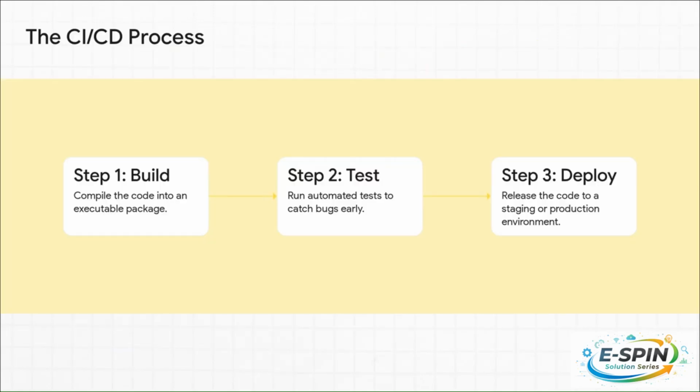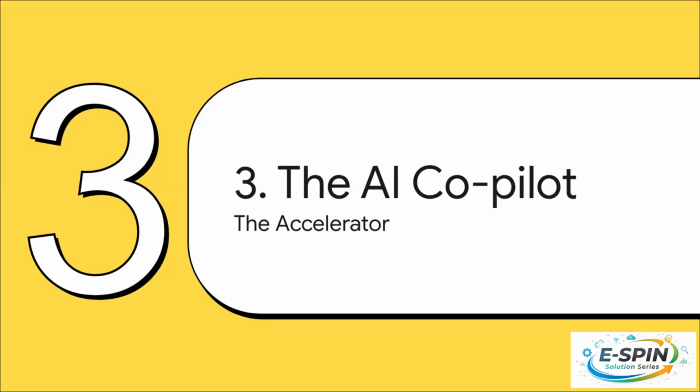And the process is just beautifully simple. As soon as that code hits the repository, the pipeline just kicks into gear. Step 1, it builds the application. Step 2, it runs a whole suite of automated tests to catch any bugs right away. And if everything looks good, Step 3, it deploys the code. This whole process completely gets rid of manual handovers, it slashes human error, and it gives developers instant feedback on their work.